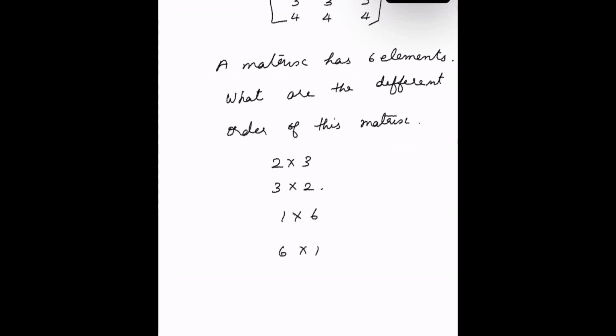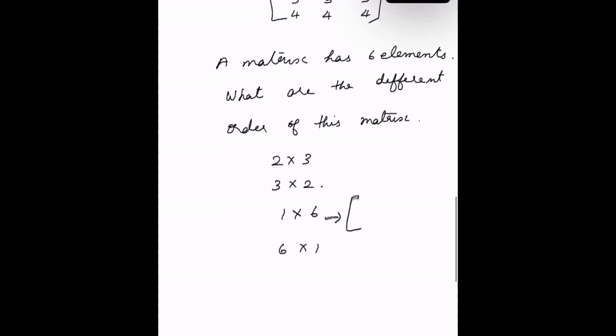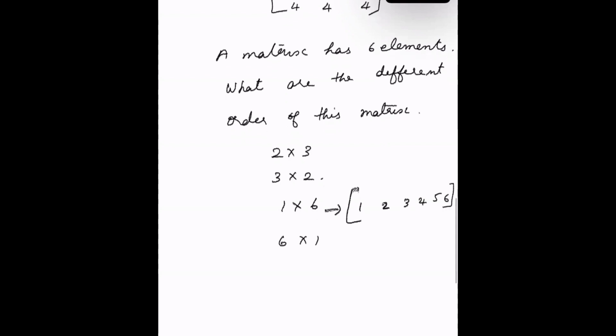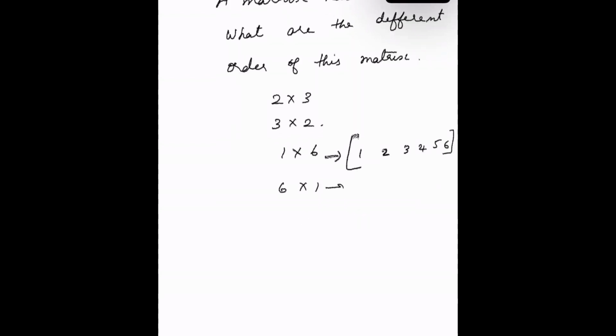What is the meaning of 1x6? 1 row and 6 columns. Yes, 1 row and 6 columns. So this will look like 1, 2, 3, 4, 5, 6 in a row, whereas the second one will look like 1, 2, 3, 4, 5, 6 in a column. So this is the difference between 1x6 and 6x1, and 2x3 and 3x2. I hope you are clear by now.